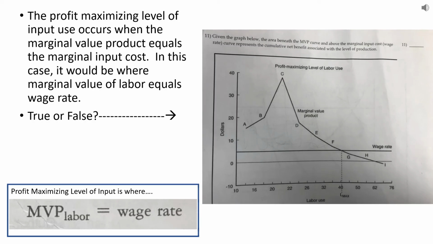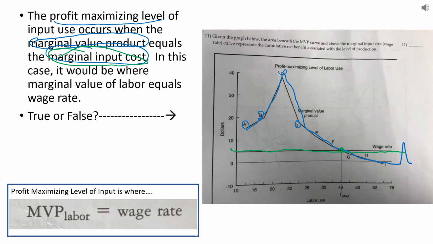This is one of the quiz questions that you'll see this week, and the data on this graph is very close to the data on the chart on the previous slide, but it's actually just a little bit different. But again, the profit maximizing level will occur where marginal value product equals marginal input cost. So our marginal value product curve is posted here, and our marginal input cost curve is the same as the wage rate, because the cost of one more additional unit of input, in this case, is the cost of one more hour of labor.